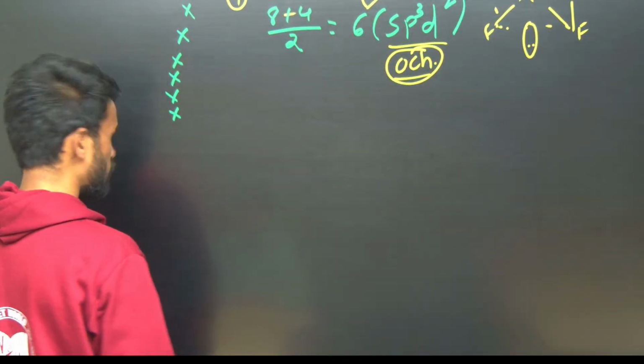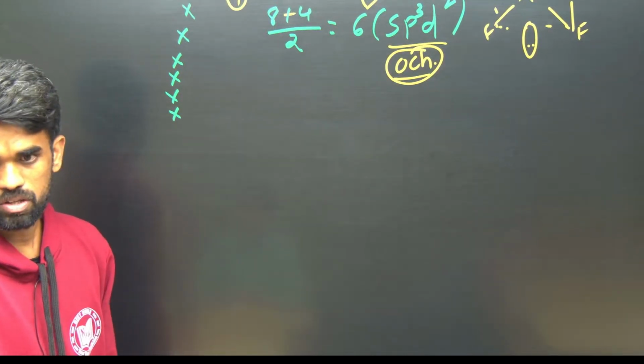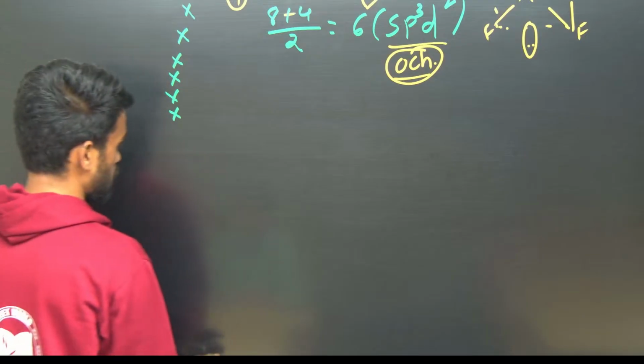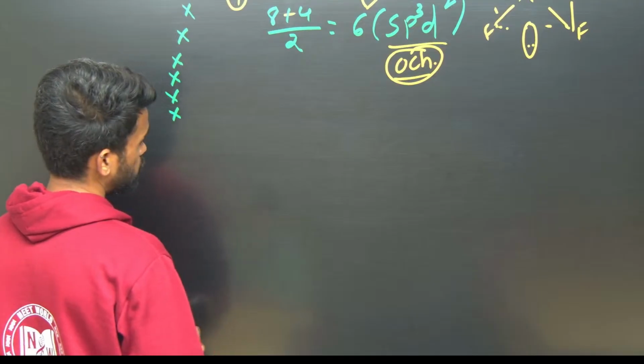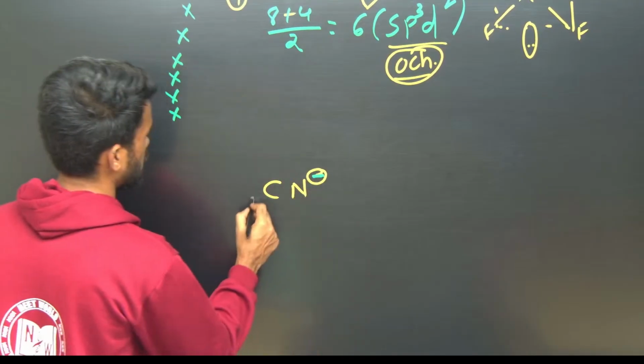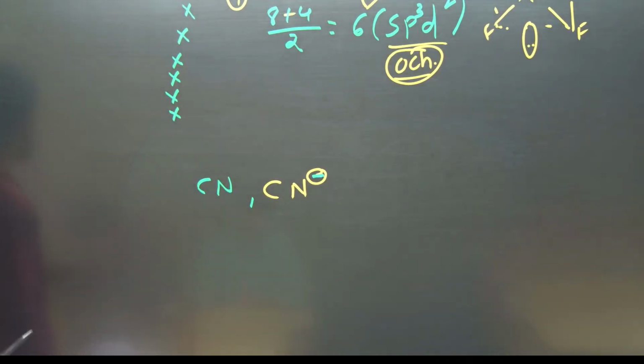Yesterday, in the last class, we discussed molecular orbital theory. For example, I am giving you CN minus and CN. What are the bond orders I am asking? Tell me the bond orders.